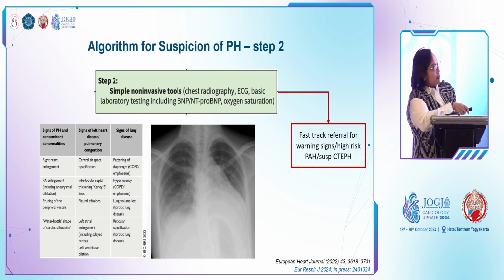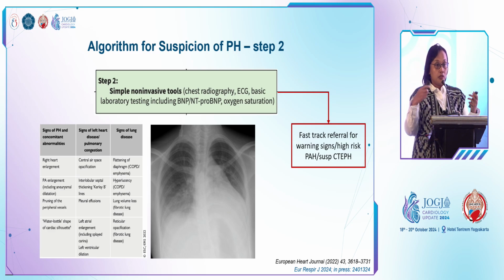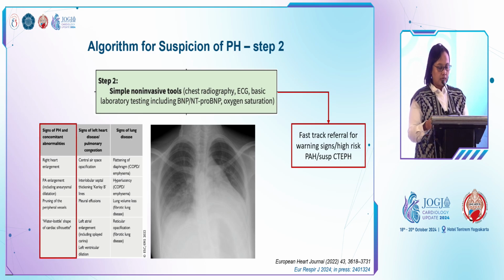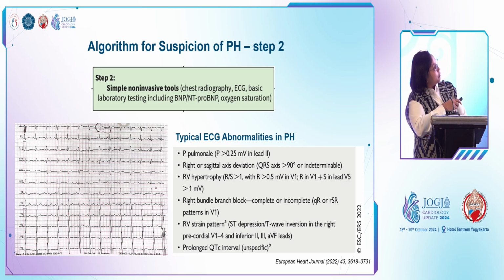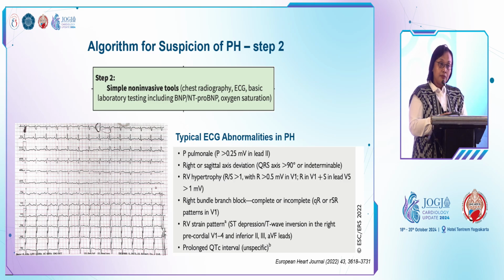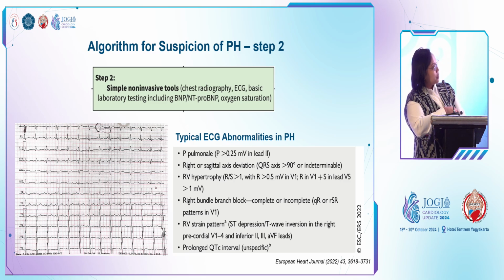And sometimes we can see the water bottle shape because the heart is already too large. You can also do the anterior oblique or lateral view to see the right ventricular dilatation. The ECG will show right axis deviation and signs of right ventricular hypertrophy. Sometimes we can see the peaked P wave, but sometimes we cannot. For example, in a patient with atrial septal defect, it is very rare to see the pulmonale P wave or the right atrial dilatation sign.